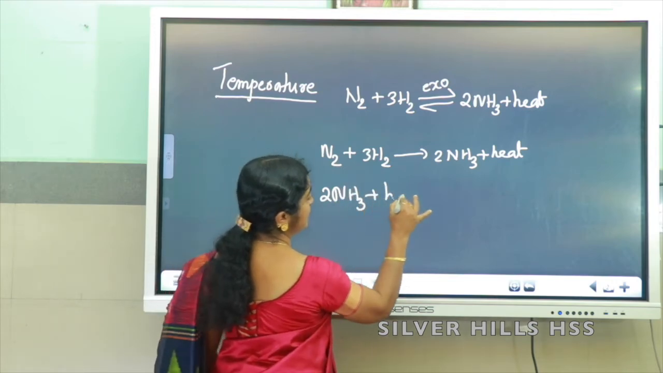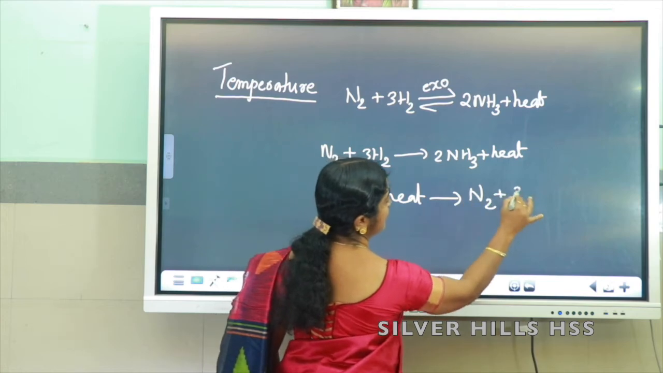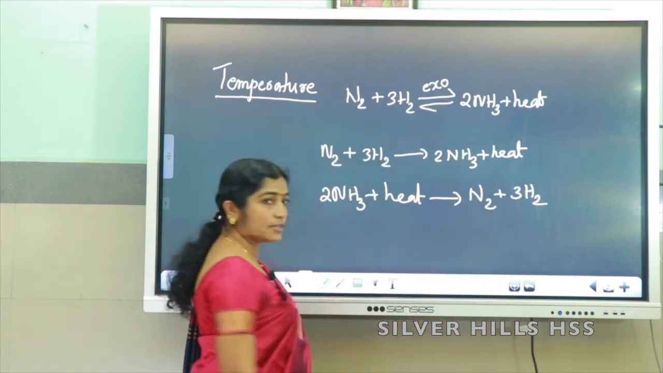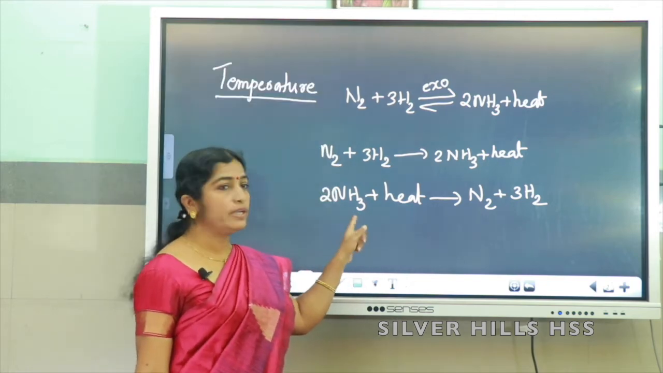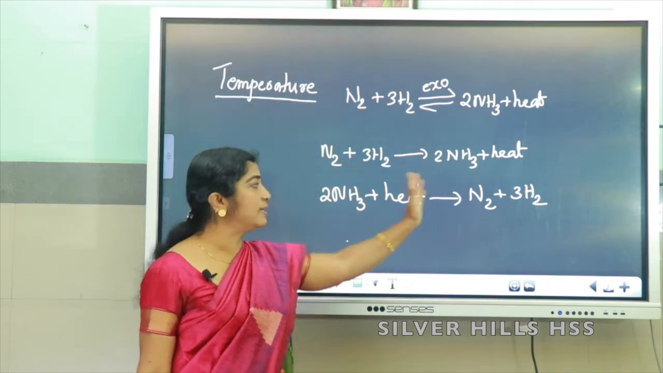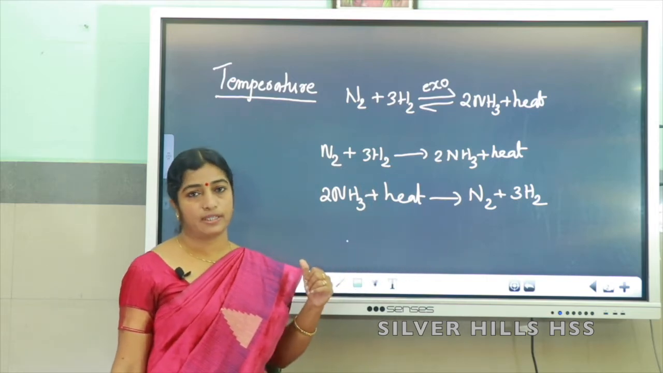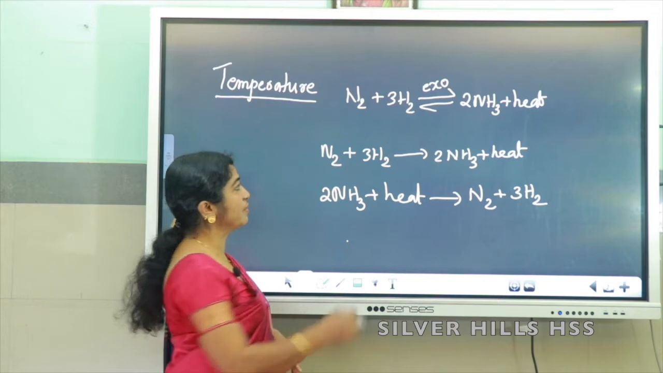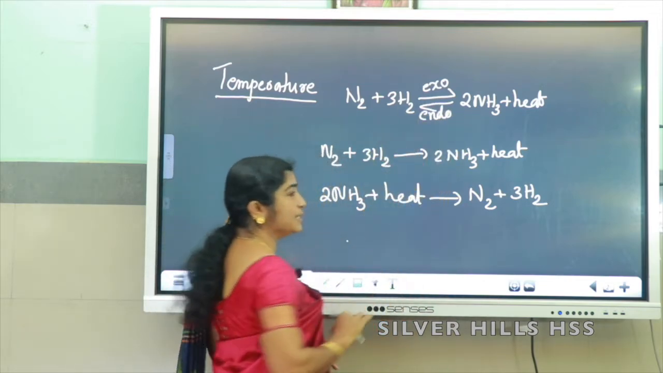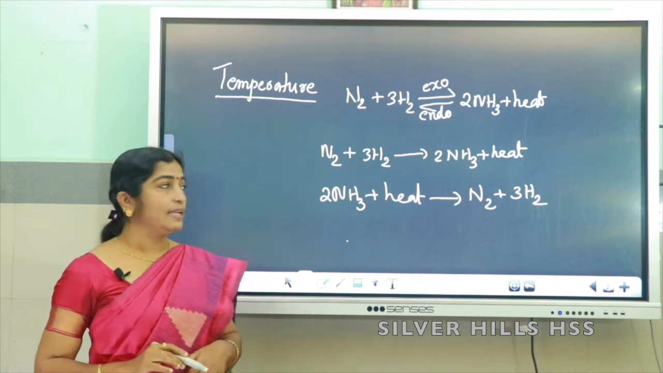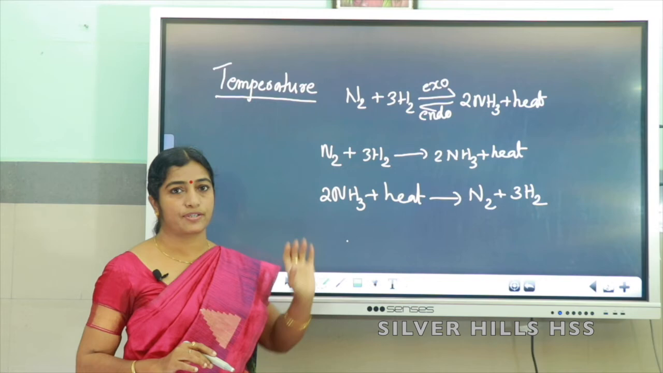2NH3 plus heat gives N2 plus 3H2. This is the backward reaction. During the backward reaction, ammonia absorbs heat energy and decomposes. So it is an endothermic reaction. Heat is absorbed, so the backward reaction is endothermic. Suppose we increase the temperature of this reaction, what happens?